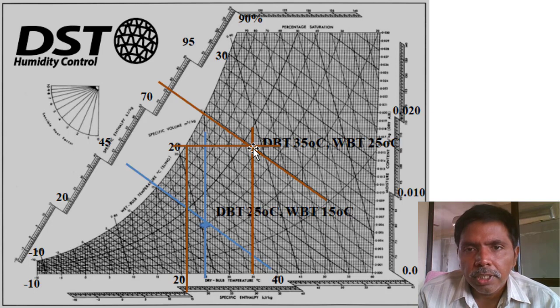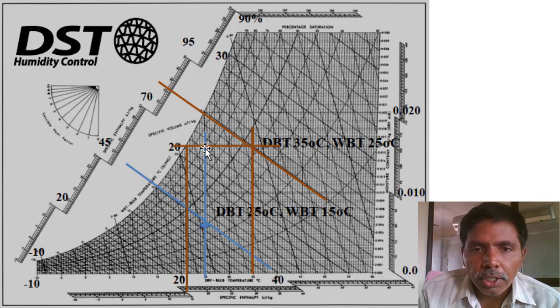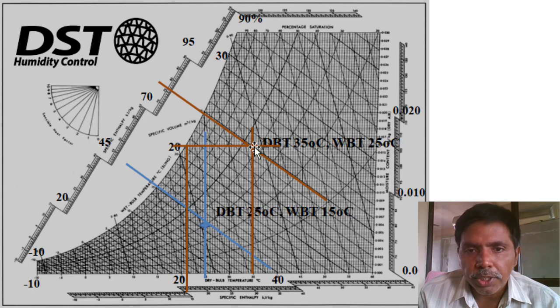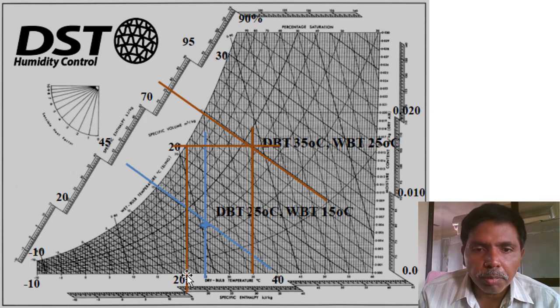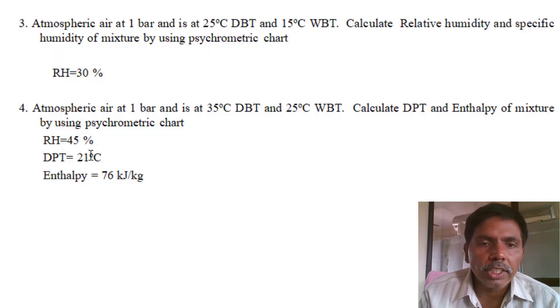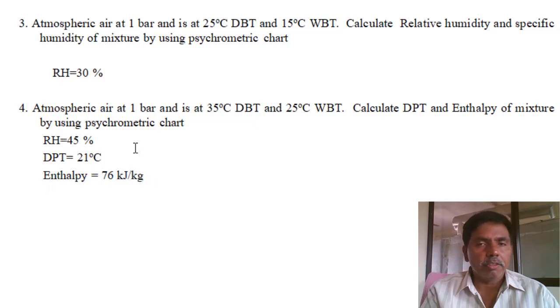Where the intersection happens, the relative humidity is more than 40 percent. Next, what did they ask? What is the dew point temperature? Enthalpy: just extend this, it is 75 or 76 kilojoules per kg. Next, the dew point temperature: you extend horizontally to the saturation line. At that particular point, what is the dry bulb temperature? It is above 20 degrees, around 21 degrees. Dew point temperature is 21 degrees. Enthalpy 76. Relative humidity is 45%.